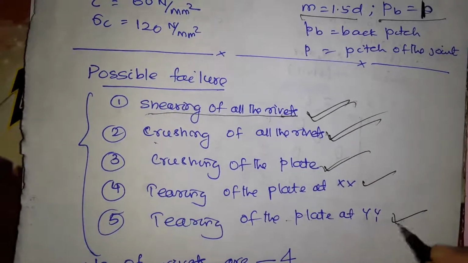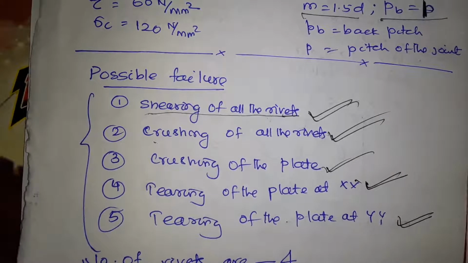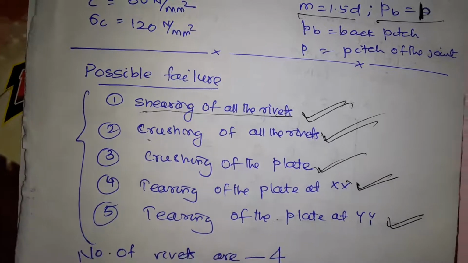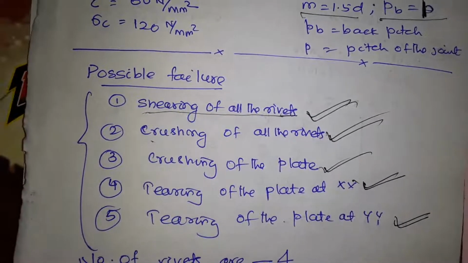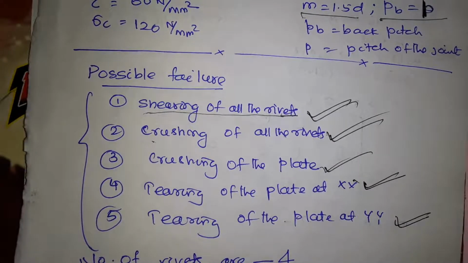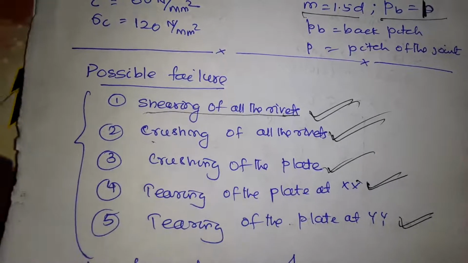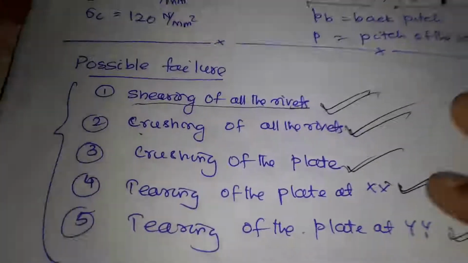Out of these, which is the weakest one? The weakest one will be the one based on which the design of this joint has to be done. We know that there are 4 rivets, so you have to see, and it is also asked you to find out the other parameters like back pitch and other things.